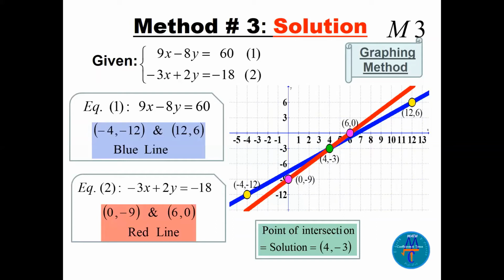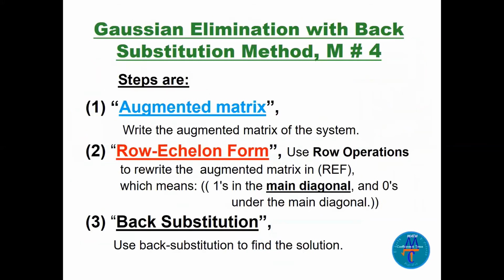Now, no, it's not easy to graph and find the solution directly because you need accurate computer graphing. But still, this is a method we can consider. If you have a difficult system, as I mentioned, you graph it, at least we know how many solutions we have. All right. Now let's move to method number 4.